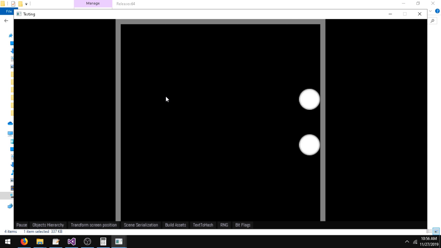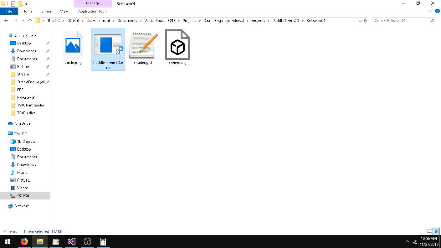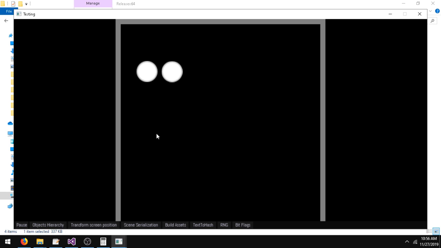Okay. So that's what happens when you don't conserve energy. And it just ends up gaining more and more energy each time they bounce off each other. So now I need to figure out how to account for that.